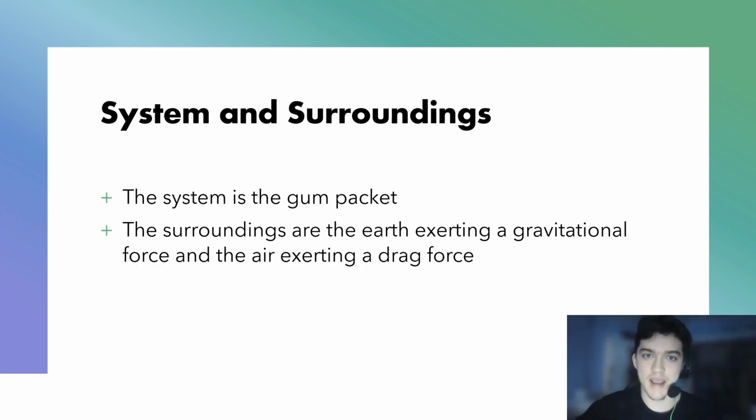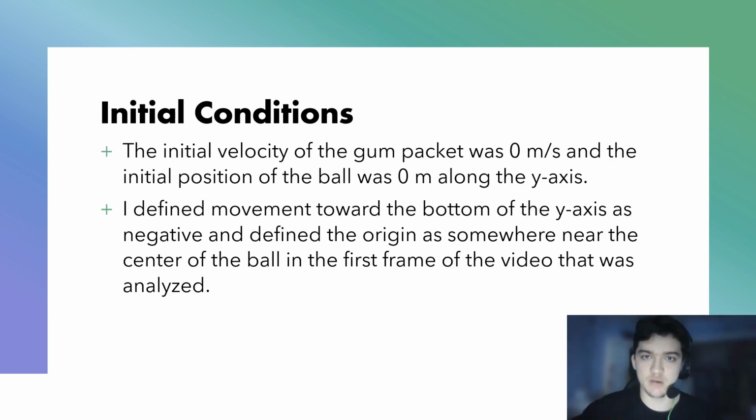My system was the packet of gum that I dropped, and the surroundings were the earth exerting a gravitational force and the air exerting a drag force. The initial velocity of the gum packet was 0 meters per second, and the initial position of it was 0 along the y-axis. I defined movement towards the bottom of the screen as the negative direction on the y-axis, and defined the origin at the center of the gum packet.